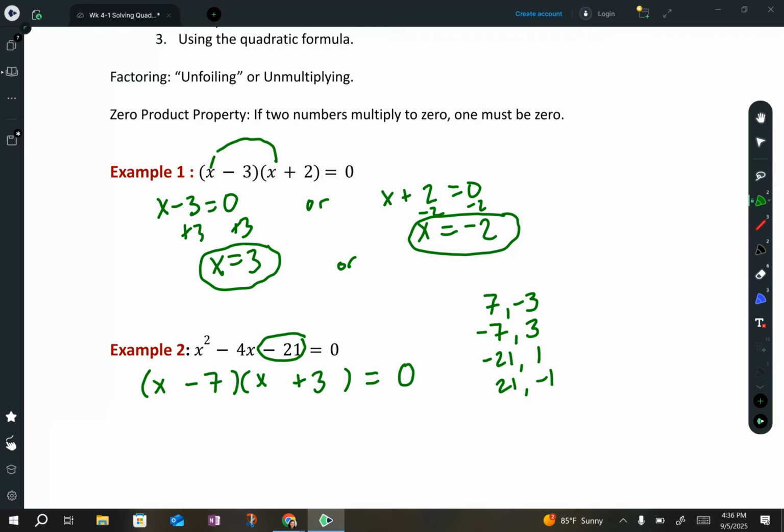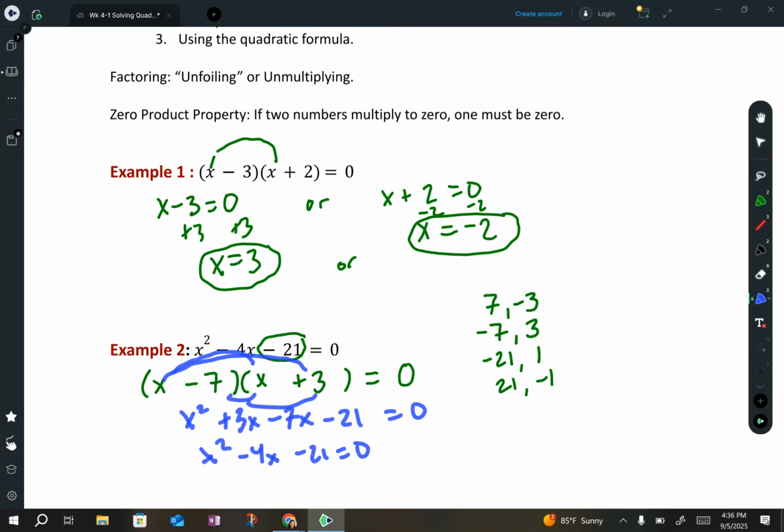I can check that by FOILing it out. I'm going to switch to another color and FOIL this out: x squared plus 3x minus 7x minus 21 equals 0. That gives me x squared minus 4x minus 21 equals 0, which was our original problem.